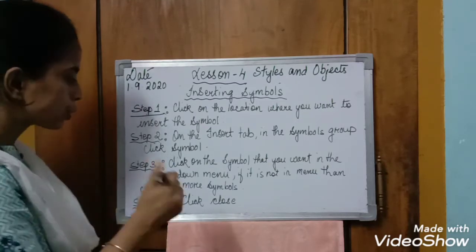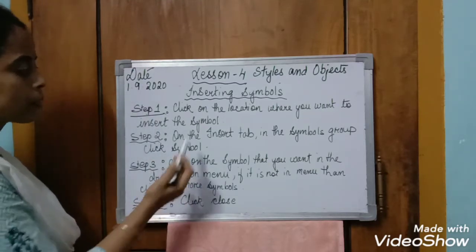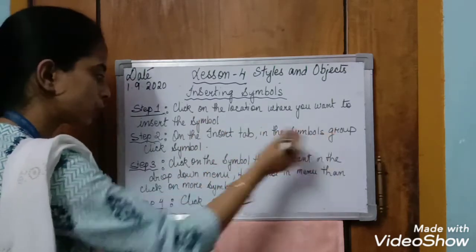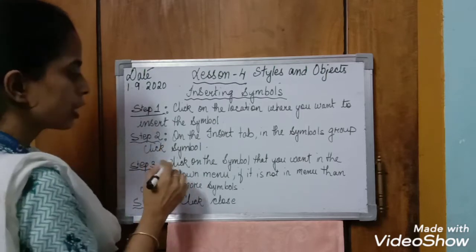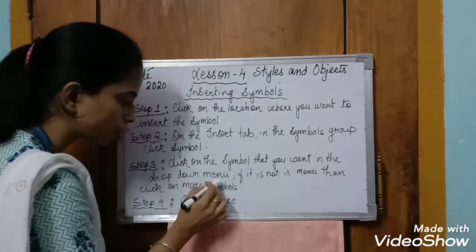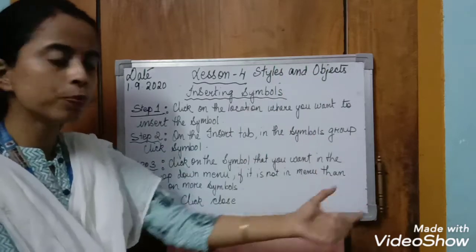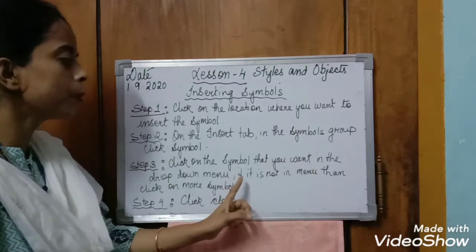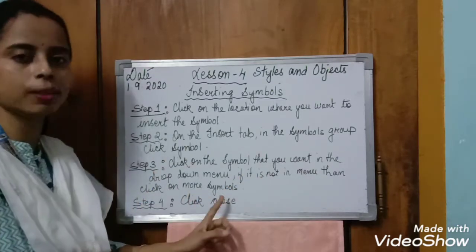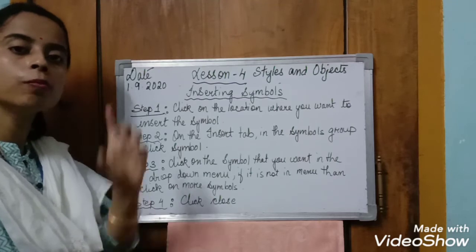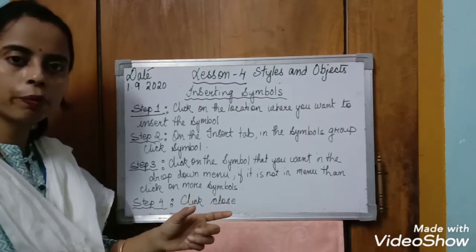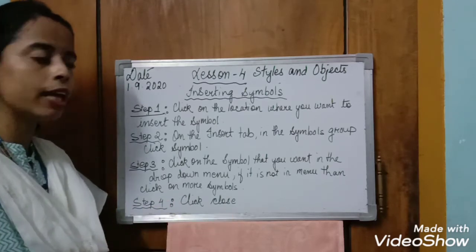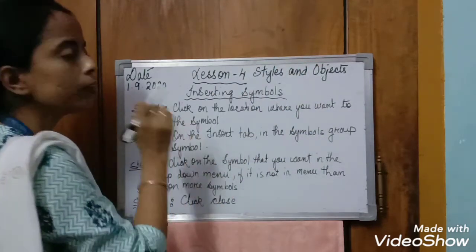Alright, children? So, what is given in step number 3? After going to the Insert tab, once you click the Symbols group, once you click Symbol, click on the symbol that you want in the drop down menu. You will get one drop down menu. If the symbol is not there in that drop down menu, what will you do? You have to click on More Symbols. There you will get your symbols. Clear, children? And the last, step 4, click Close. Then your symbol will appear on the document.